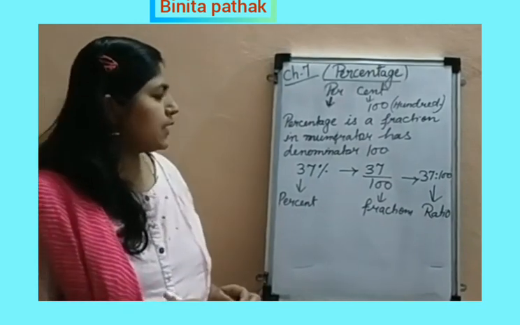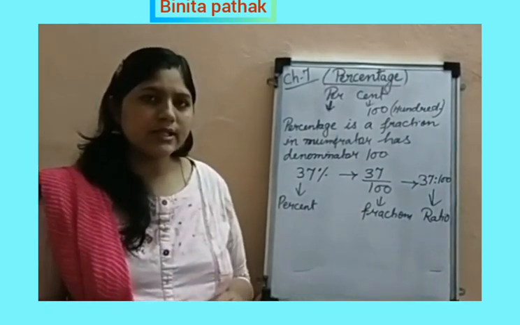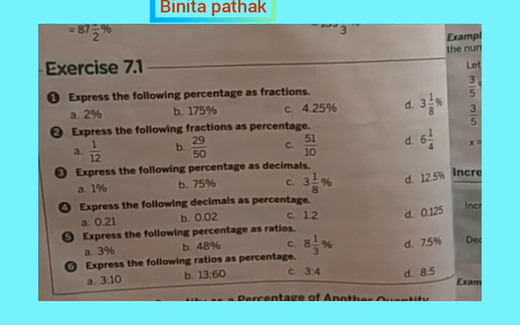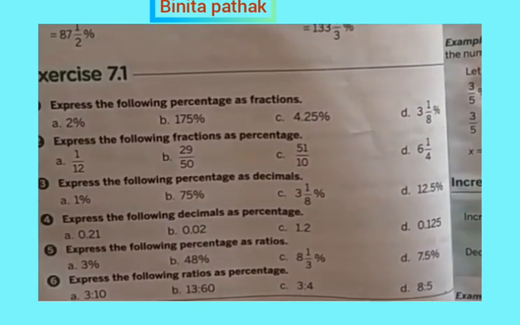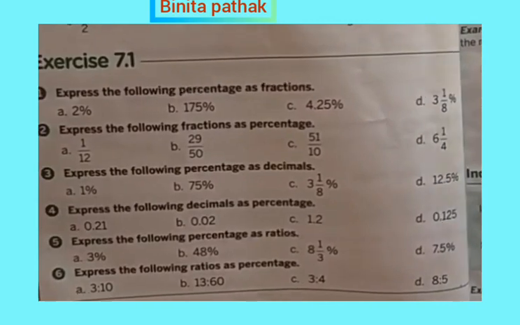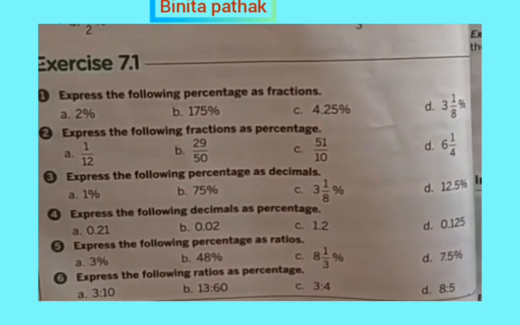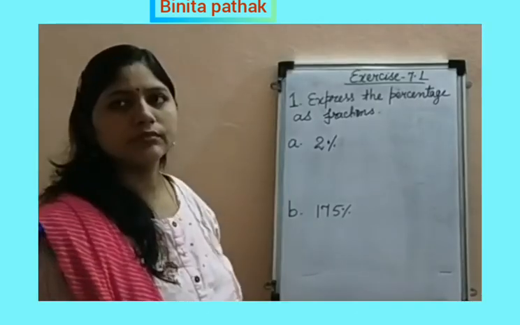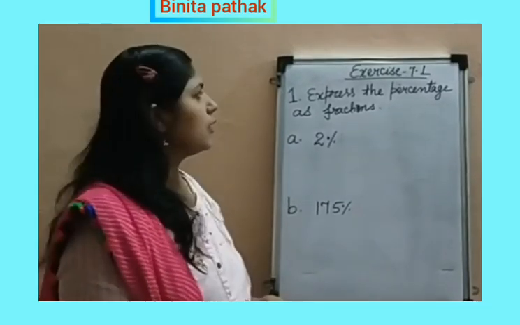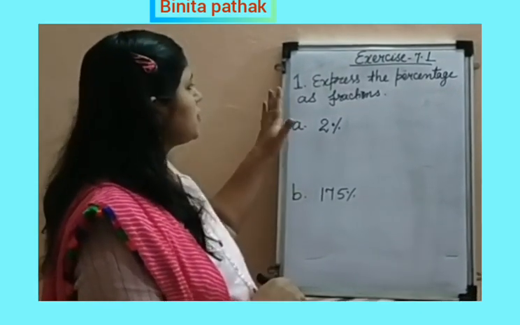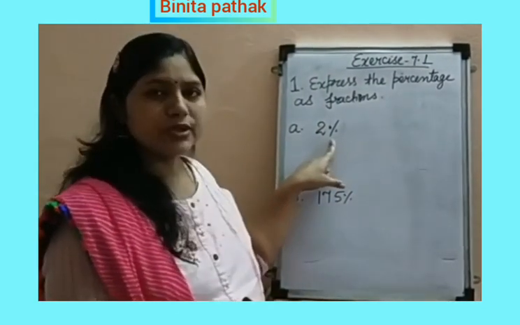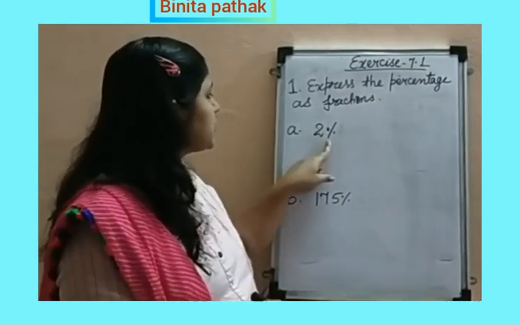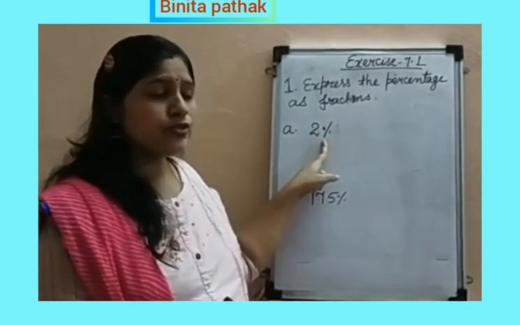So let's get started with our exercise, that is 7.1. Here is exercise 7.1. So I am giving you all the exercises. See the question carefully. So let's start 7.1. Exercise 7.1, question number 1. Express the percentage as fraction. This is the sign of percentage. It is 2% and we need to convert it into fraction.